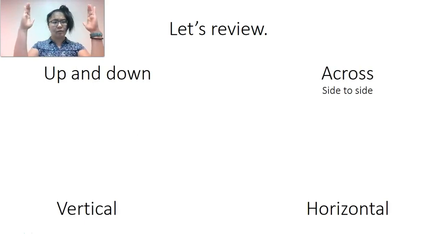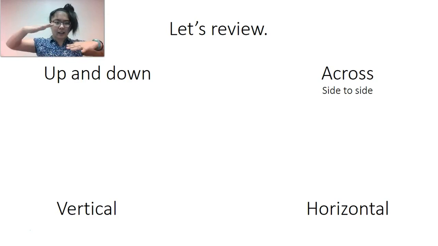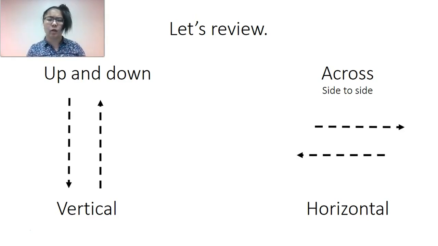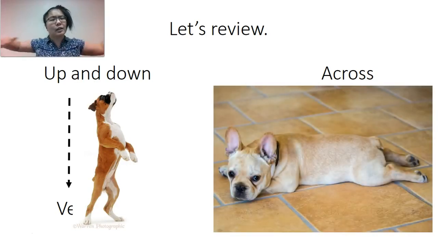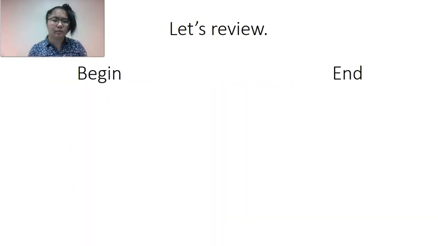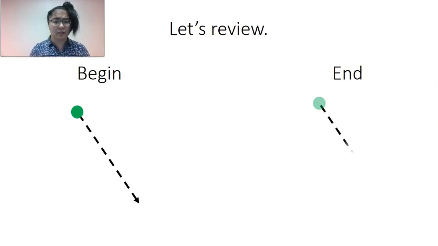So we have up and down, vertical, and we also have side to side, across or horizontal. Vertical, horizontal. This dog is standing up. He's vertical. And this dog is lying across. He's horizontal. This line begins at the green circle and ends at the red circle. Beginning, end.